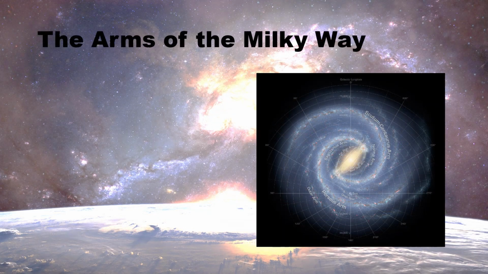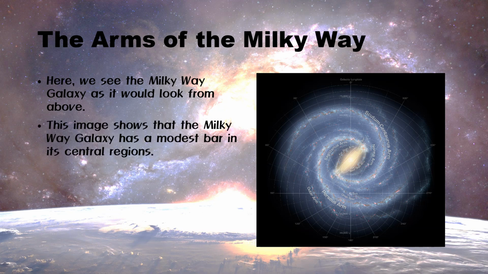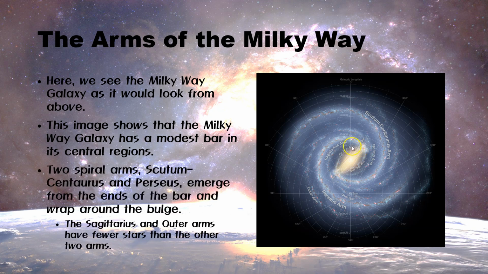So let's start by looking at the arms of the Milky Way itself. Here, of course, we can see the Milky Way as if we were to look at it from above. This image shows us that the Milky Way galaxy has a modest bar in its central regions. We can see that right here. This is the bar that we're talking about. And we have two main spiral arms. We have Scutum-Centaurus, which is this main arm that's spinning out here. And then we have, of course, the Perseus arm, which is spinning over here.